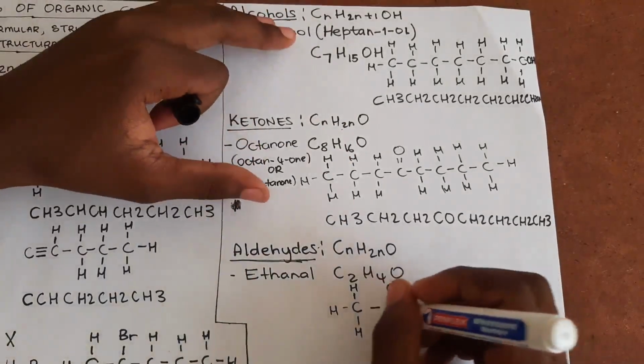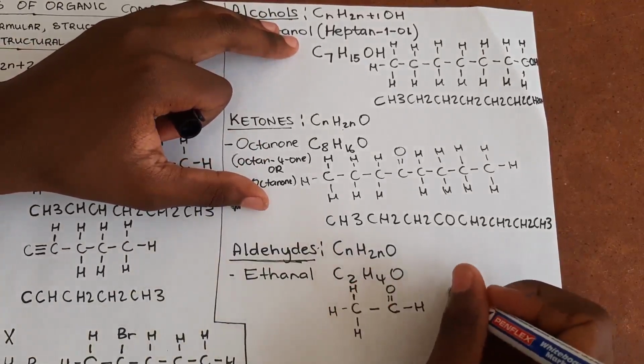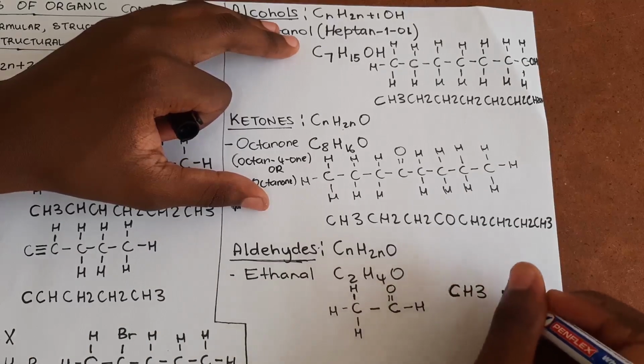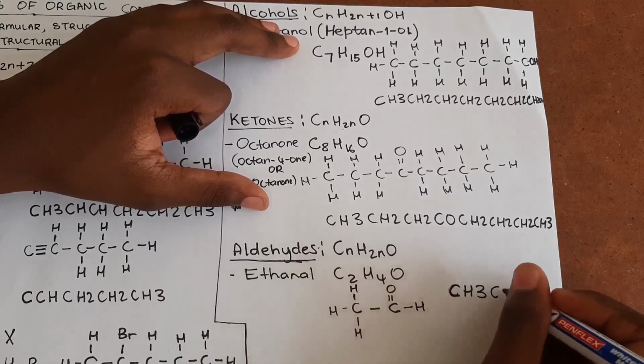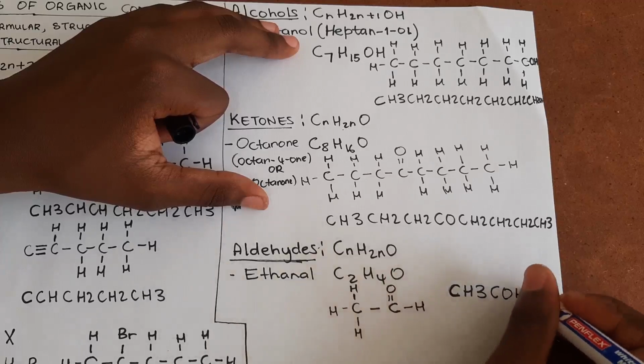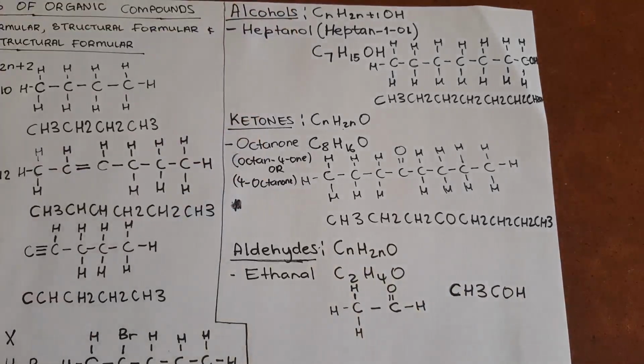So let's write down the condensed structural formula for this ethanol. It's going to be CH3CHO. Sorry about this. It's like an alcohol right now, like an OH bond. But yes, that's how it goes.